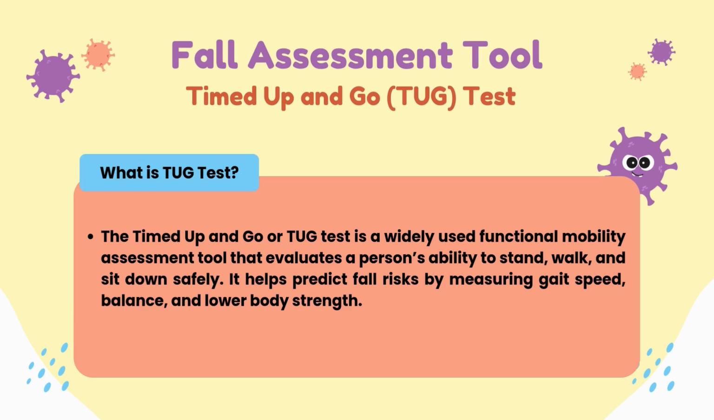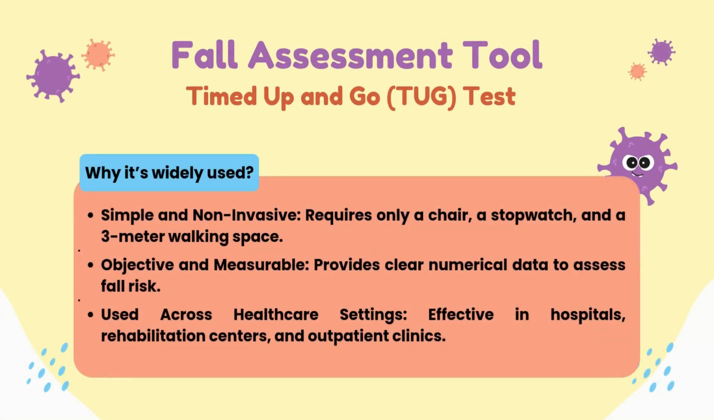It is a simple yet effective tool that provides valuable insights into a patient's mobility limitations and the need for further fall prevention interventions. Why is the TUG test widely used? The TUG test is a simple and non-invasive tool that requires only a chair, a stopwatch, and a 3-meter walking space. It provides objective and measurable numerical data, making it an effective way to assess fall risk. Due to its ease of use, the TUG test is widely used across hospitals, rehabilitation centers, and outpatient clinics for fall risk screening.